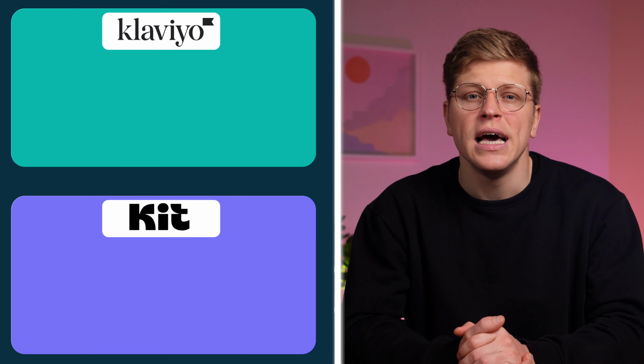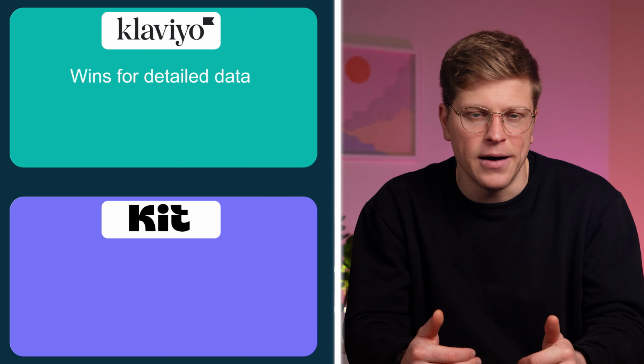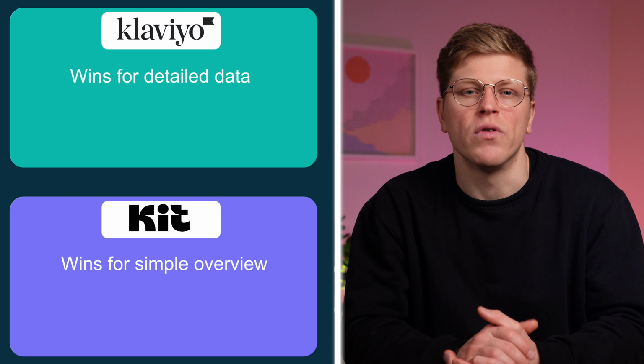Now, Kit keeps the numbers simple. It shows you open rates, click rates, and subscriber growth. It's easy to understand, but it doesn't give you the deep financial data that online stores need. Verdict: Klaviyo wins for detailed data. Kit wins for simple overview.